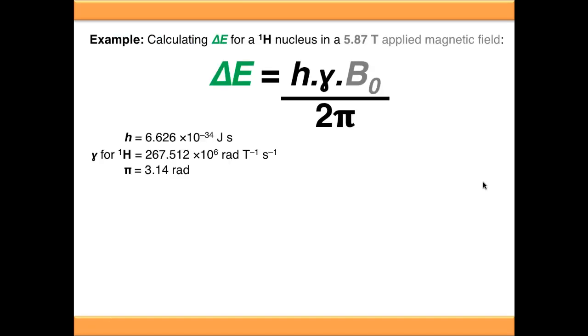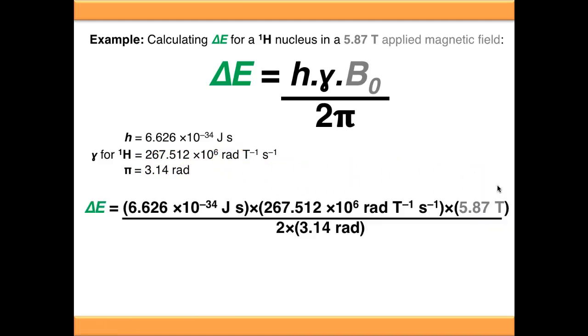So to calculate delta E as an example for a proton nucleus in a 5.87 Tesla applied magnetic field, we simply feed all of the values that we have over here into the equation. So here I've given you the gyromagnetic ratio for a proton, which is 267.512 times 10 to the 6 radians per Tesla per second. So by feeding that all in, we get to this, and that gives us an overall answer of 1.66 times 10 to the minus 25 joules, which is not a large amount of energy at all.